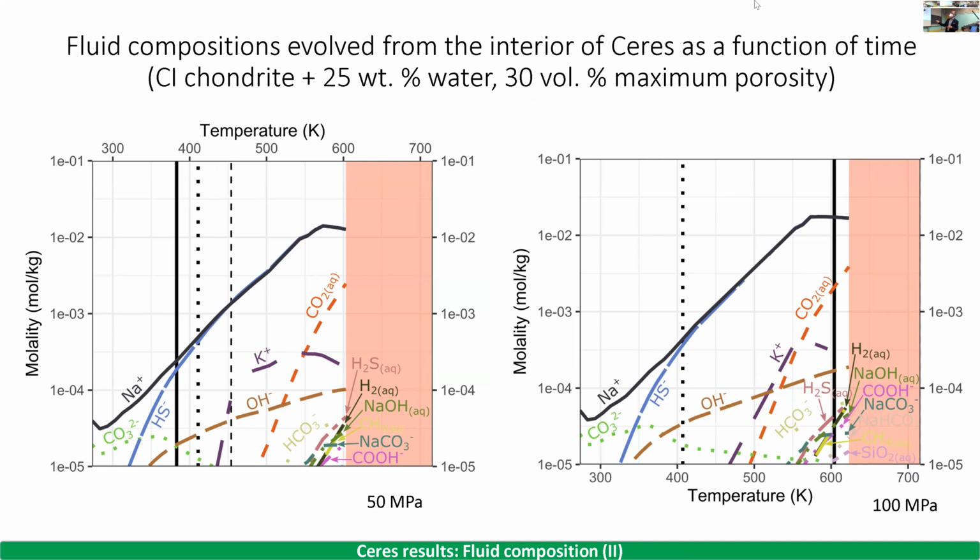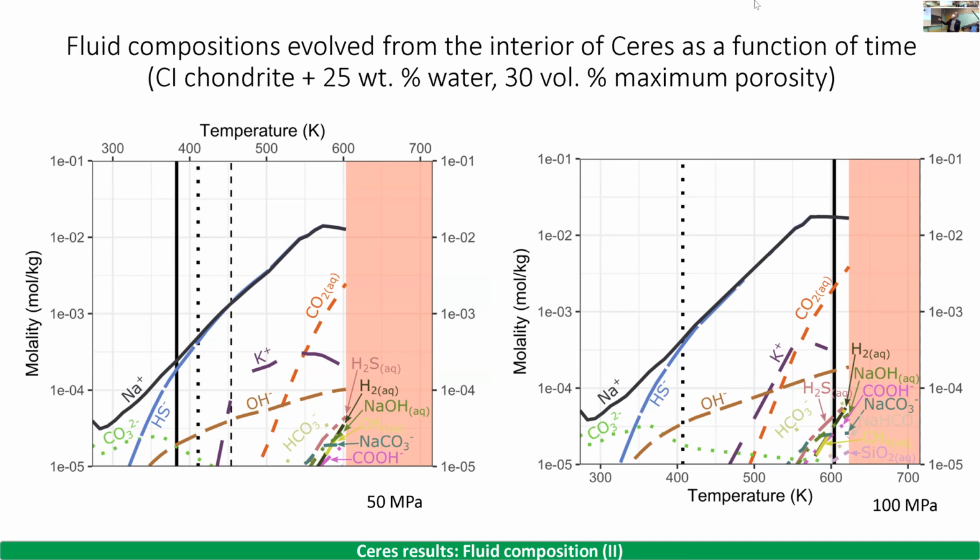In this case, what I'm showing on the left is what's happening at 50 megapascal. And on the right, we're seeing what's happening at 100 megapascal. And there isn't much of a difference. In this case, the changes in pressure aren't that huge within Ceres. And so the different fluid compositions change a little bit, but not as much as we see for Europa. And what we see is that with increasing temperature from left to right, we increase the amount of sodium and the amount of carbon dioxide, which is a cool coincidence because we see sodium carbonates on the surface of Ceres.